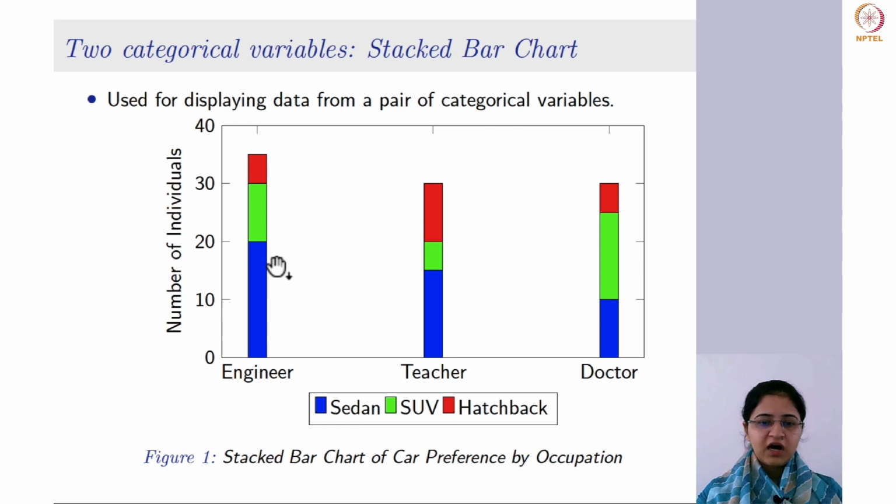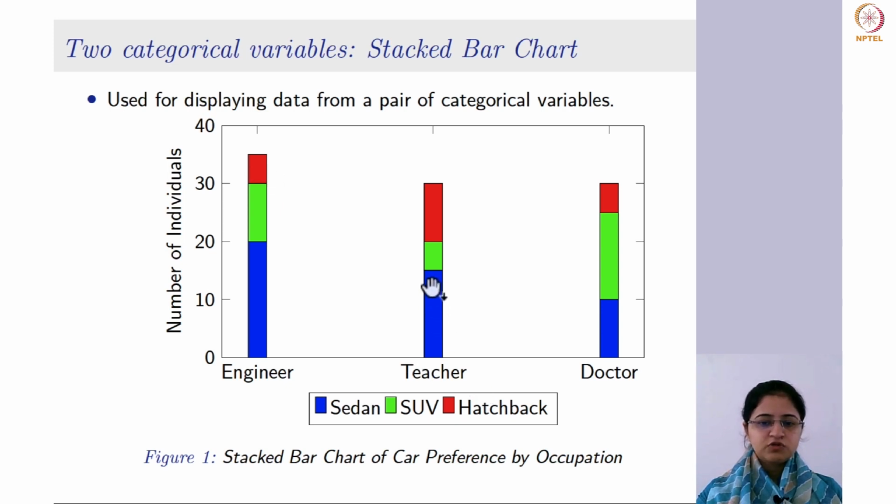Now, if you look at the heights, as we have done in an earlier slide also, for a bar chart, the height of the bar will go up to the corresponding count. So here also, for engineers, the first bar is going till 20 because we had 20 engineers who preferred sedan, and then you had 10 engineers who preferred SUVs. So it will go from 20 to 30, and then from 30 to 35, only 5, because 5 preferred the hatchback.